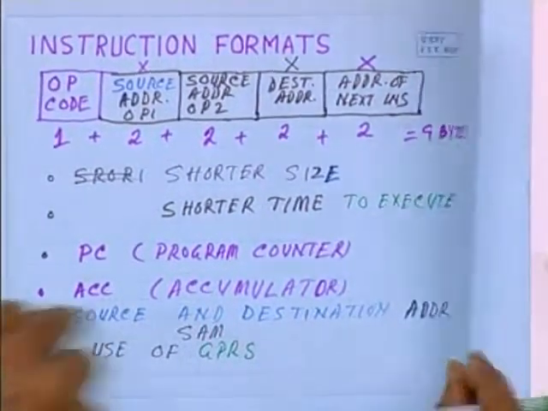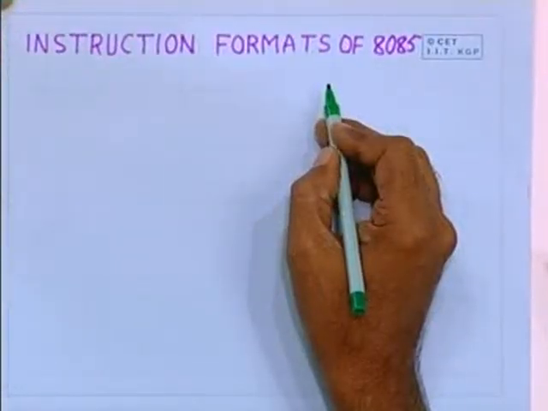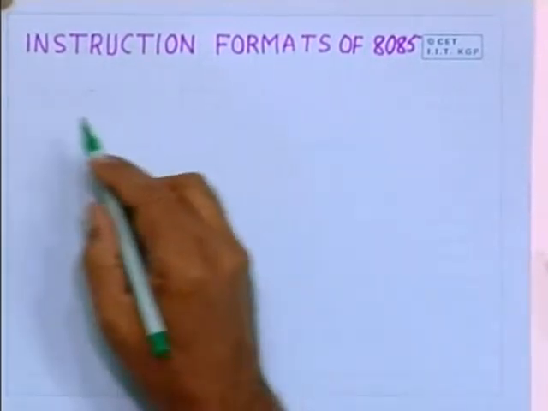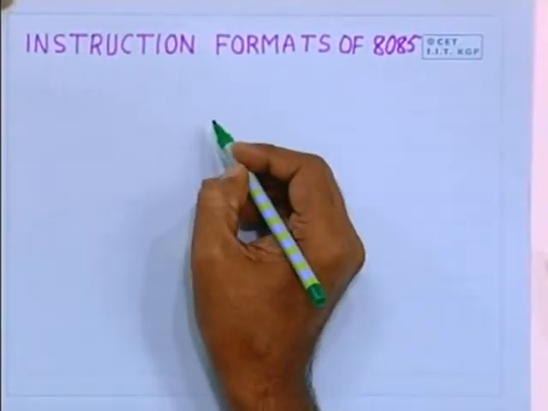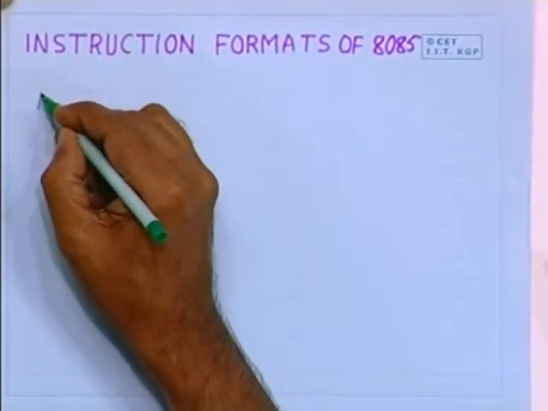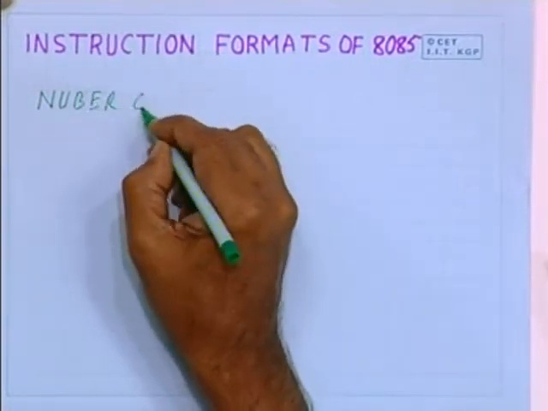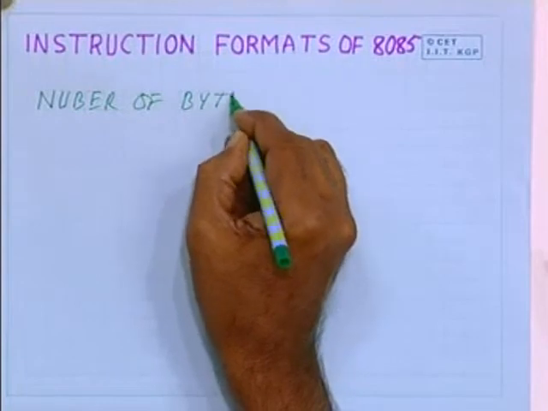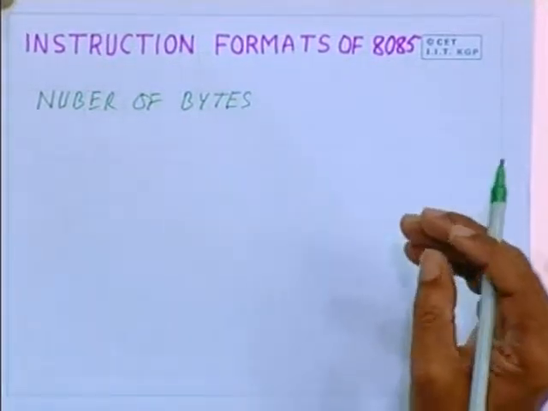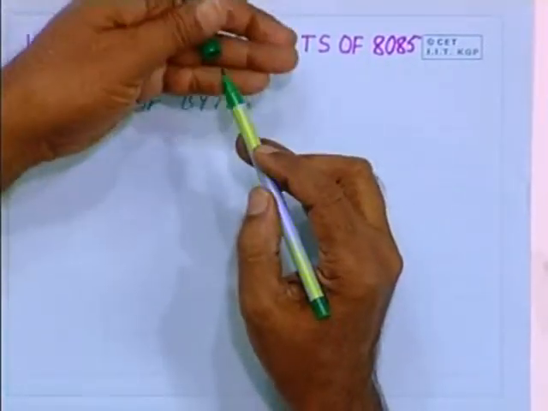Based on this, you can devise the instruction formats. Let us see what instruction format is used in the 8085 microprocessor. In the 8085 microprocessor, the instruction formats have 3 types. There are 3 different formats. They can be classified by the number of bytes used to represent an instruction. One way of classifying instructions is the number of bytes they require.